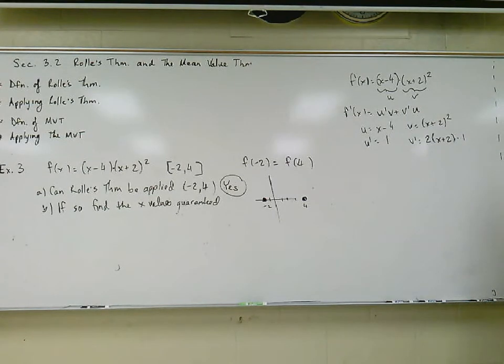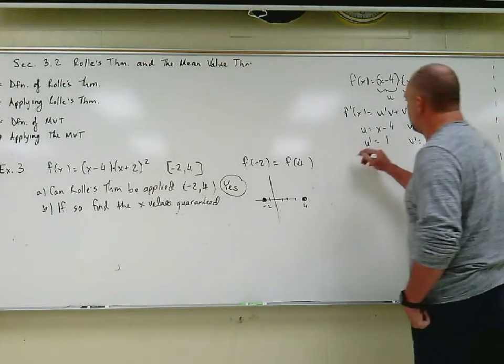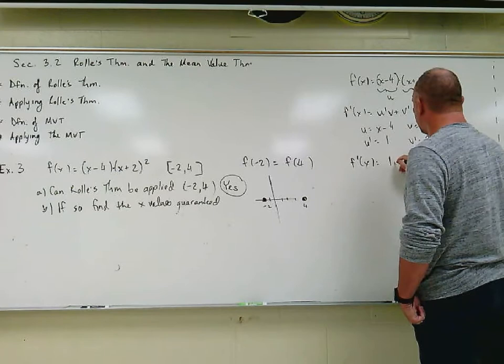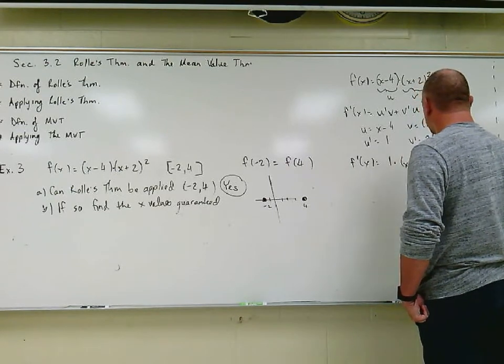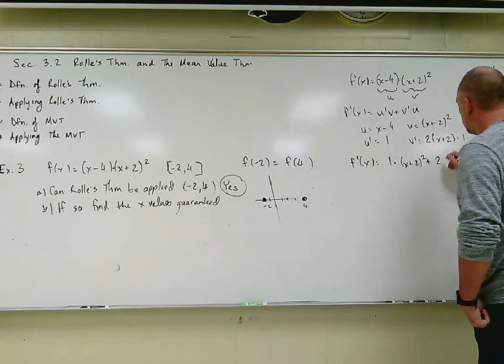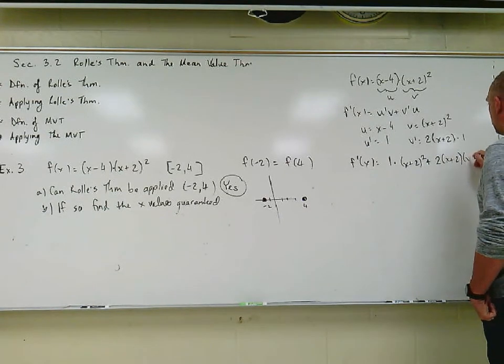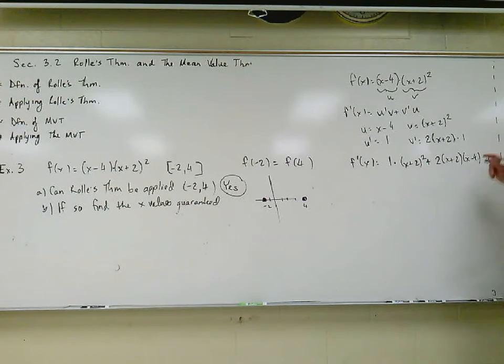Okay, so I've set up product rule and found my u prime and my v prime. I'm going to sub in and catch up to you to see if we're in the same spot. I got u prime is 1, v is x plus 2 squared, plus v prime is 2 times x plus 2, and u is x minus 4. Now, I wouldn't multiply that out, because I can see I have a group 1 and a group 2, separated by this plus. I can see in common each group has at least an x plus 2.